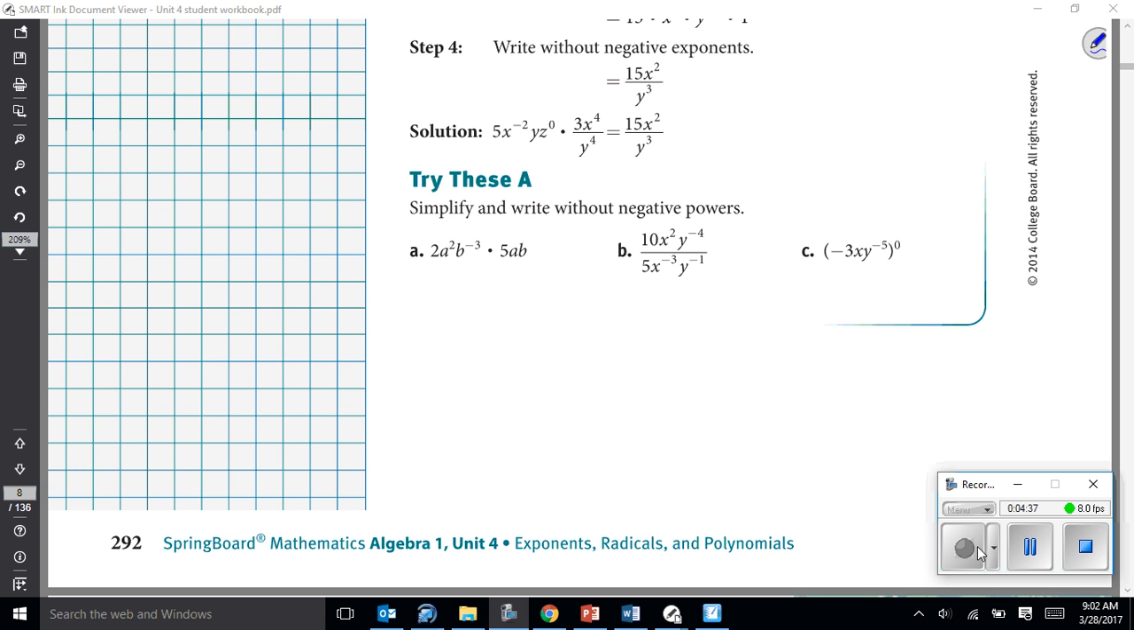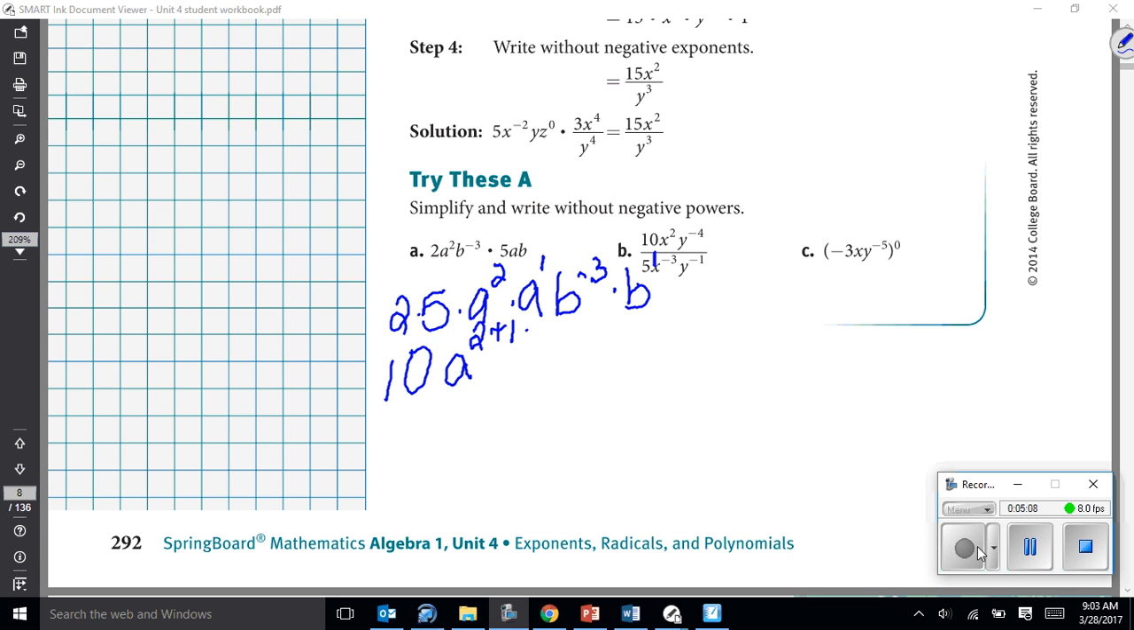So here, if we're going to do step 1, we'll have 2 times 5 times a squared times a times b to the negative 3 times b. So 2 times 5 is 10. And then how do I combine these? So with one base, what do I do with the exponents? Add them. This a has an implied 1. This b has an implied 1, so this would be 2 plus 1. And then what are we going to do with the negative 3 and the 1? Add them. So now we just combine like terms.